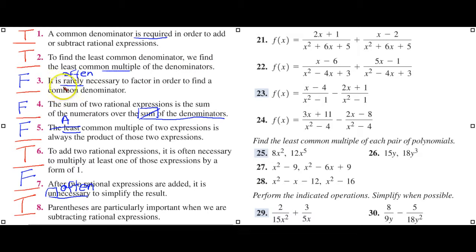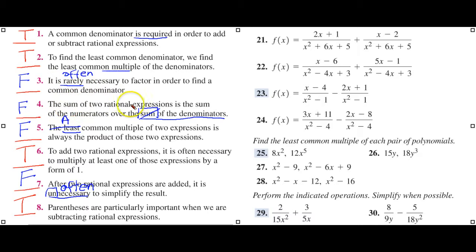Number 3, it is rarely necessary to factor. Well, rarely is what makes this wrong. If it were replaced with often necessary, that would be true. In this form, it's false.